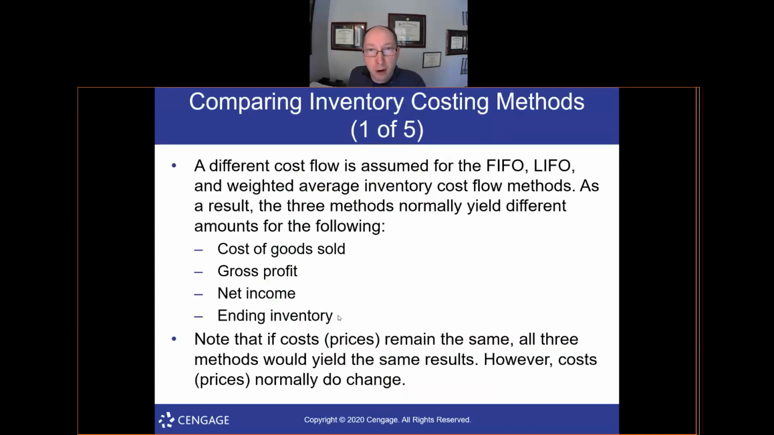So when you compare the three methods to each other, when we compare the results, we'll look at the difference between the cost of goods sold, gross profit, net income, and ending inventory. Based off of these figures, it gives us a better idea of which method will be best for our company.